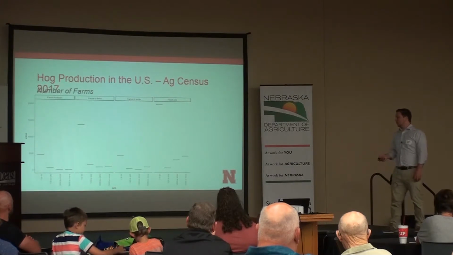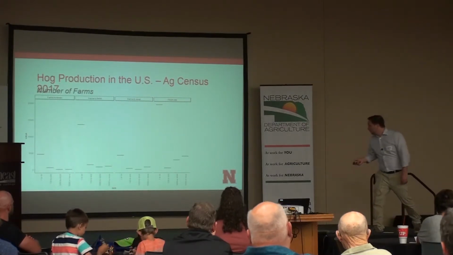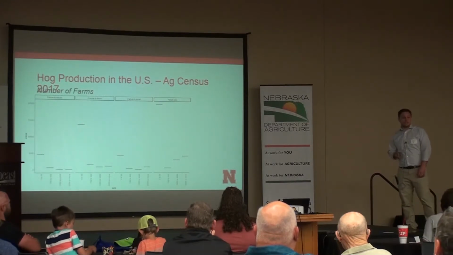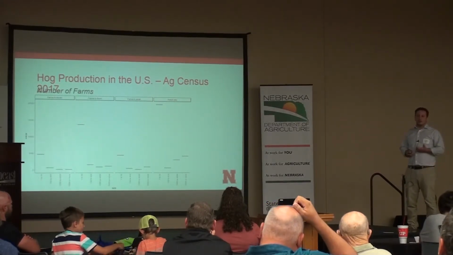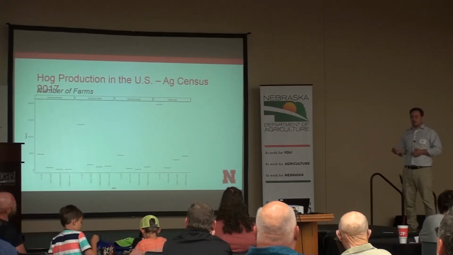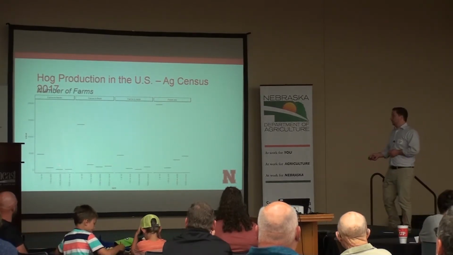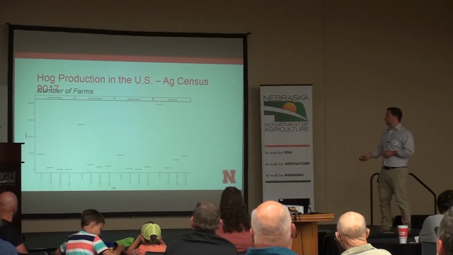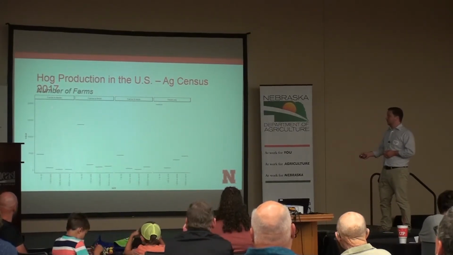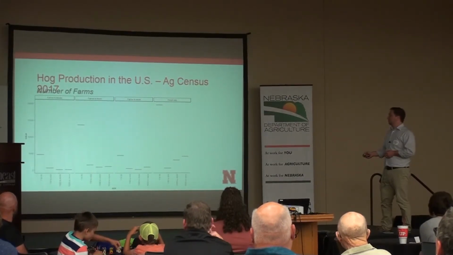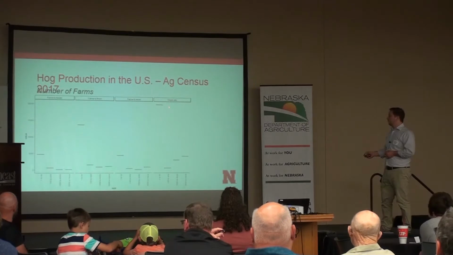So now we'll talk about, you can't really see this, but the 2017 Ag Census just came out. And I wanted to first go over what hog production looks like in the US. So I guess I'll have to explain this to you. This column over here is farrow to feeder. This column here is farrow to finish. This is farrow to wean and finish only.